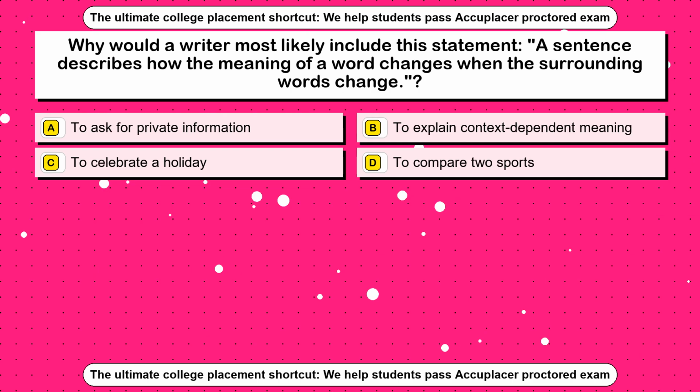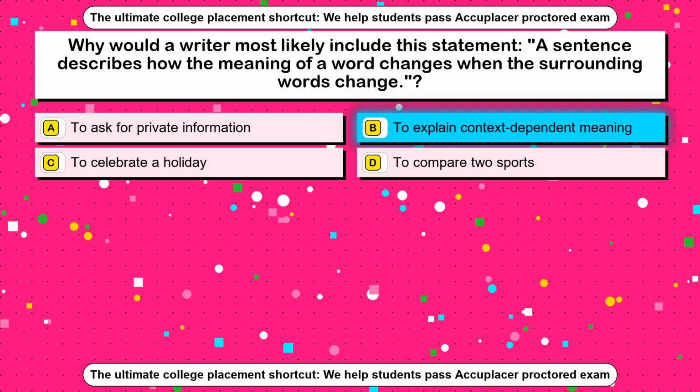Question 96. Why would a writer most likely include this statement? A sentence describes how the meaning of a word changes when the surrounding words change. Option A. To ask for private information. Option B. To explain context-dependent meaning. Option C. To celebrate a holiday. Option D. To compare two sports.